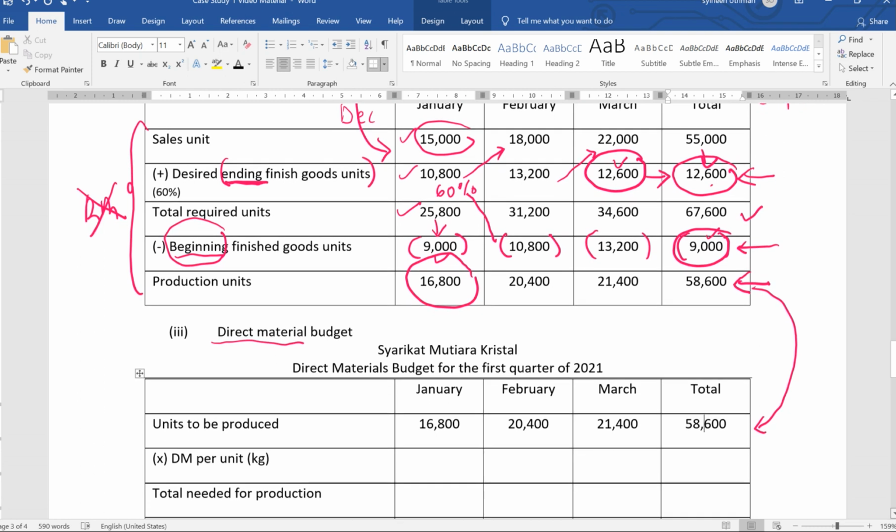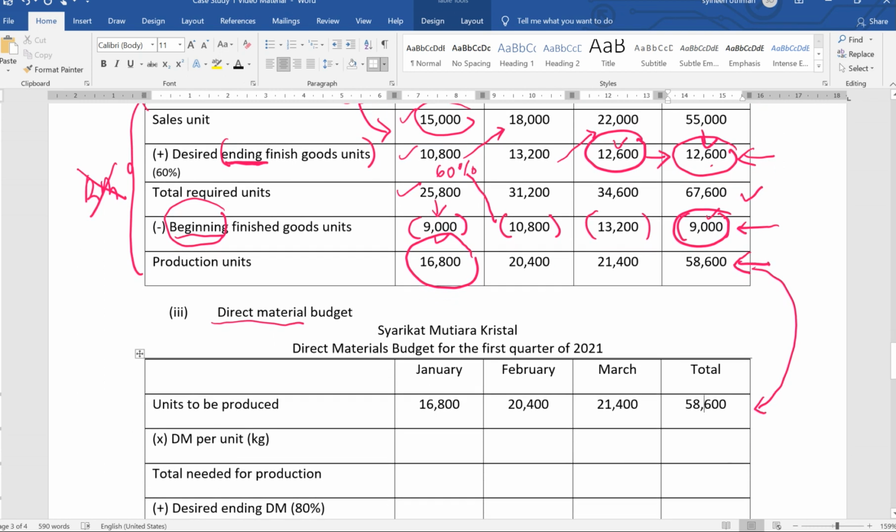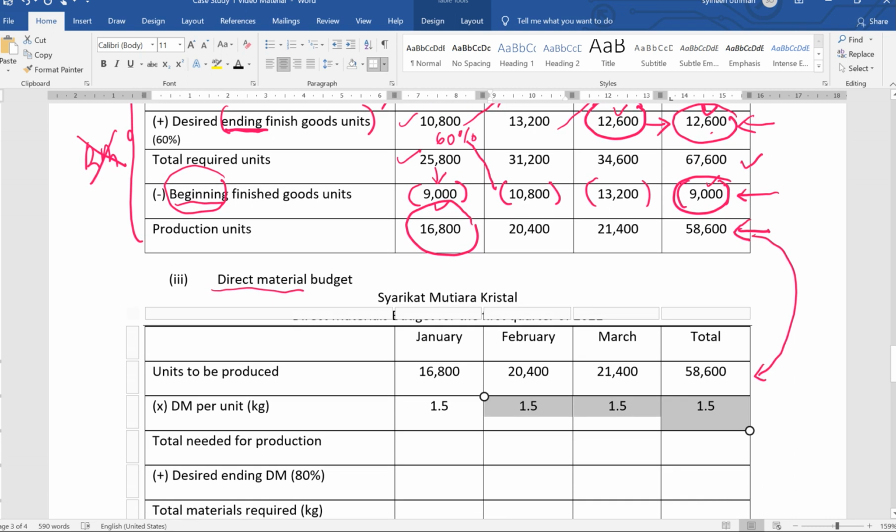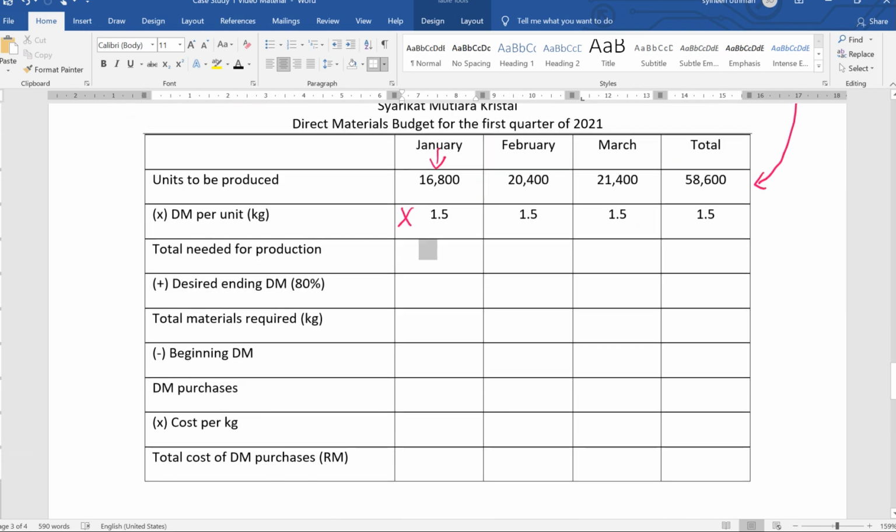Okay, so dalam soalan tadi dia bagi tahu setiap satu finished goods perlukan 1.5 kg. Okay, so 1.5 kg ni adalah the requirement for one finished goods. So you just copy and paste until hujung. Okay, so berapakah jumlah bahan mentah yang diperlukan untuk January? So 16,800 unit kita darab dengan 1.5 kg. Okay, so the total needed is 25,200, and this is actually in kg.